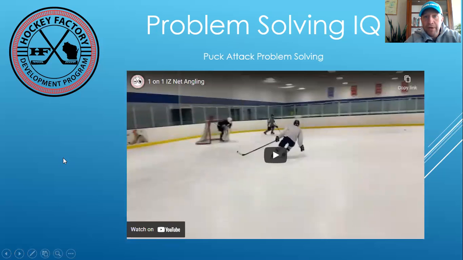The next one we have here is a puck attack problem solving IQ. This is just a one-on-one in-zone net angling drill. I've decided on this one to show you guys some good with the bad, but what we're trying to do here with puck attack problem solving is keep the offensive player in low contested areas of the ice. So we're having our offensive player try to cut back and get that puck to the net. That's what we've instructed the offensive players to do.